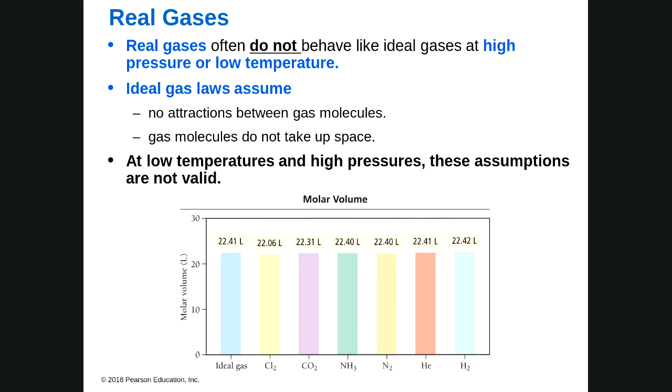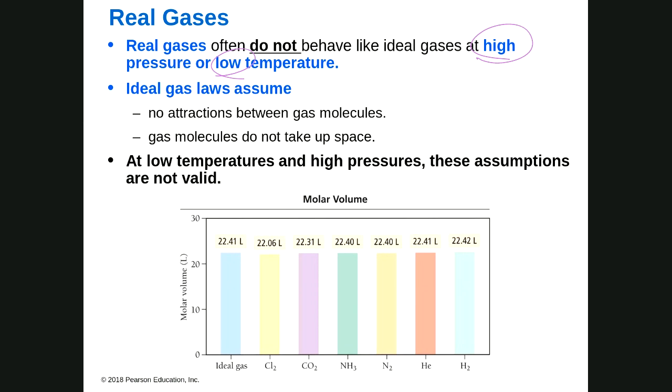But real gases, in the real world, are not going to behave like we want them to all the time, right? So if they don't, then we're going to have to correct for them somehow. And here's how they change. The times that they don't act like ideal gases is at really high pressure or really low temperatures. Okay, so that's when they are not going to be ideal. Very high pressure or very low temperatures.